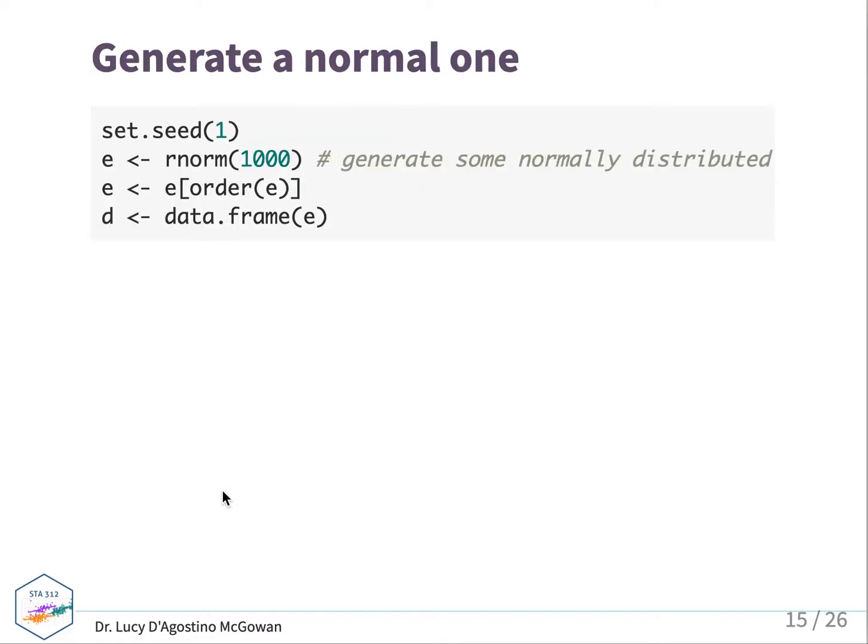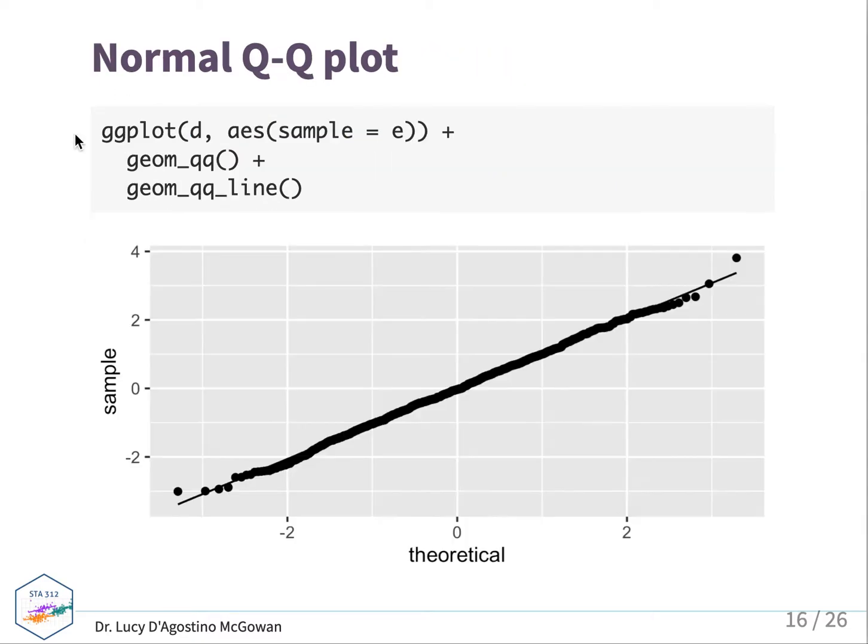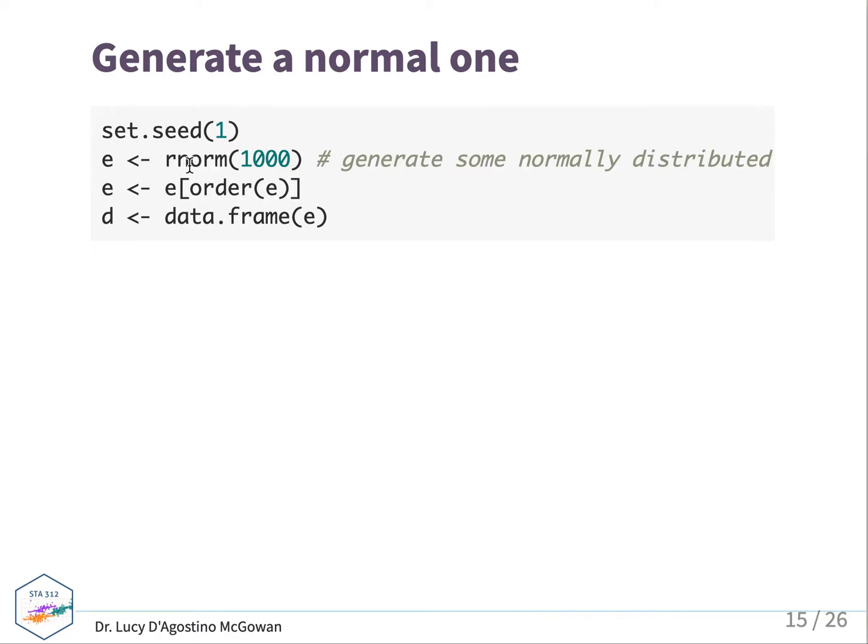So let's generate a normal one so that you can get an idea for what this looks like when it's done correctly, or when you have normally distributed residuals. To do that, first I'm setting a seed here, just because I'm doing a random process. And then I'm using this rnorm function, which generates a random normal variable, and I'm going to generate 1,000 of those. You've seen this in previous lectures. By default, these are going to have a mean of 0 and a standard deviation of 1.